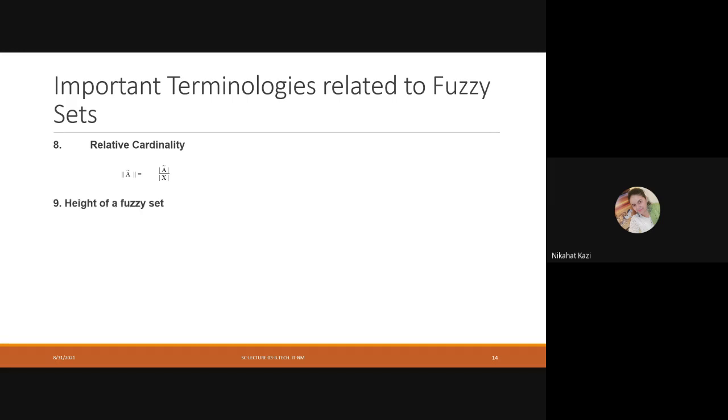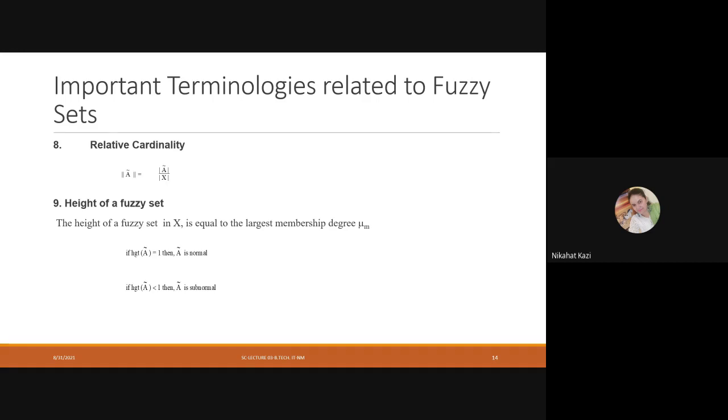Okay. Next is the height of a fuzzy set. What is the height of a fuzzy set? Height is equal to the largest membership degree. The largest membership degree of the fuzzy set is nothing but the height of the fuzzy set. If the height is equal to 1, then the fuzzy set is normal. If the height is less than 1, then it is subnormal. So you can also define a normal fuzzy set in terms of height.